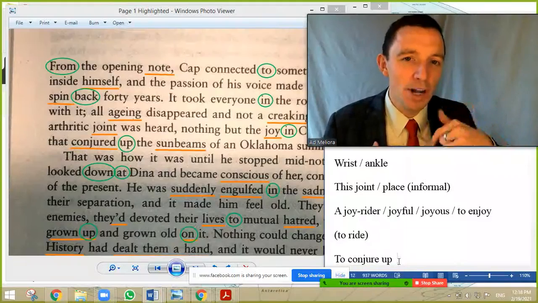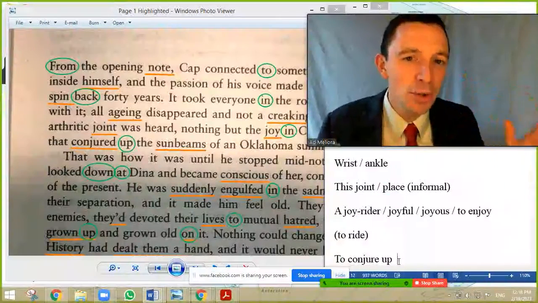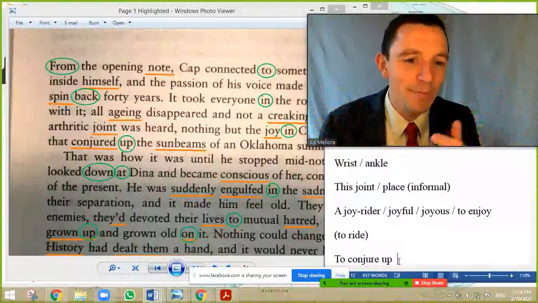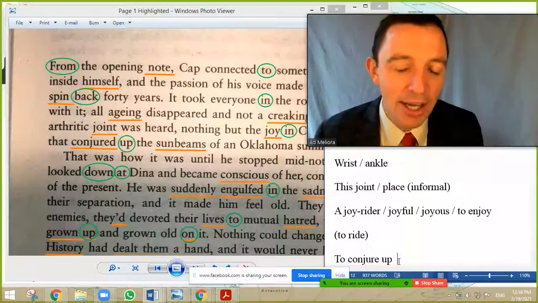So if I'm in work and in a professional situation, you conjure up an idea. It's to create or accumulate an idea. It's very advanced and very good vocabulary.